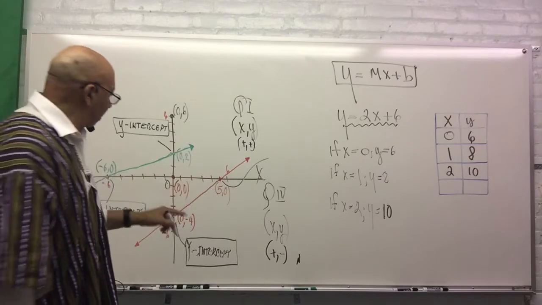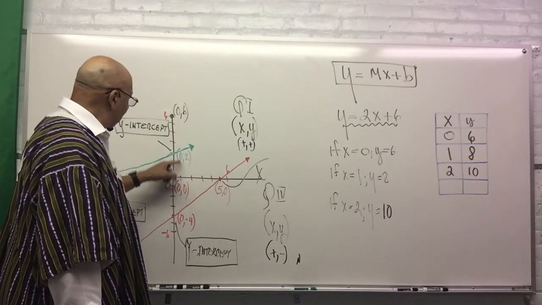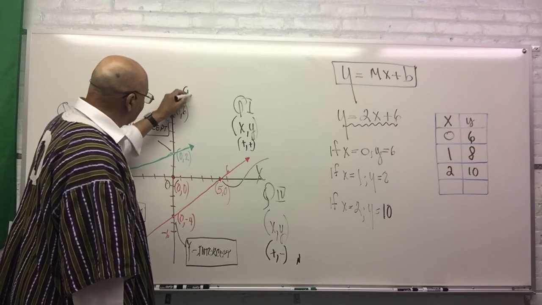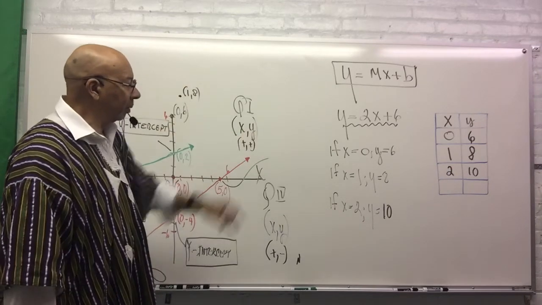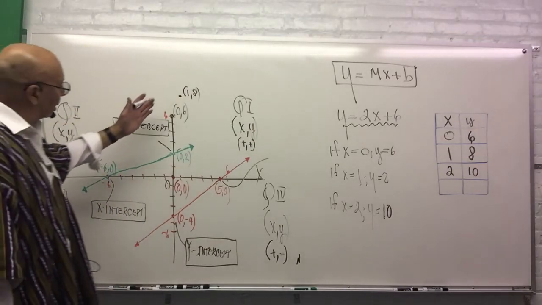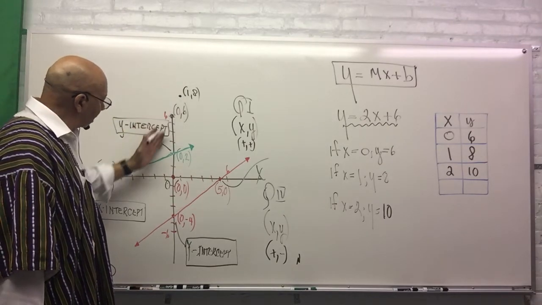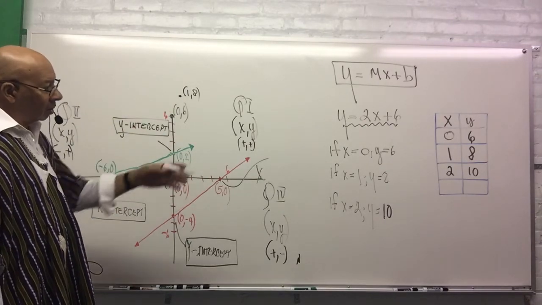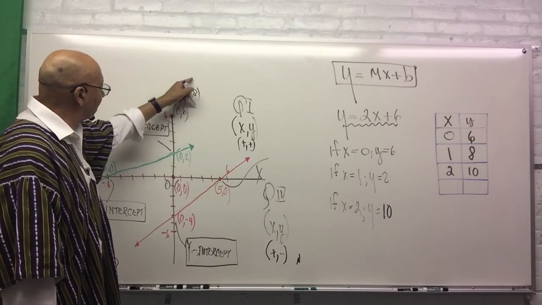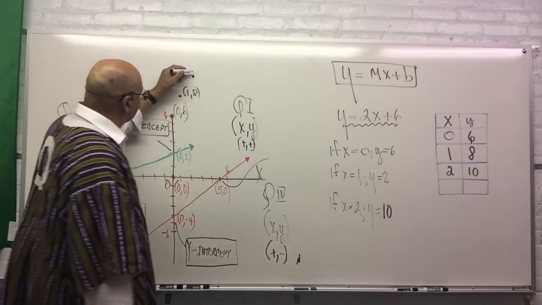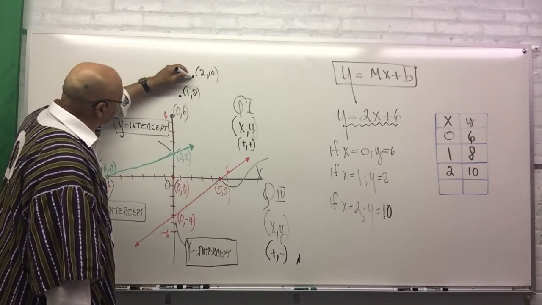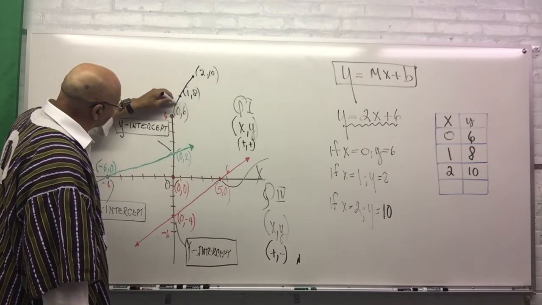So the second point is 1, 8. So I go over 1 and up 6, 7, 8. So there's 1, 8 for my second point. So I could stop right here because I can see with just 2 points I can draw this line. But let's go one more point. 2, 10. 1, 2, and go up to 8, 9, 10. So 2, 10. So now I could say, here's my line coming just like this.